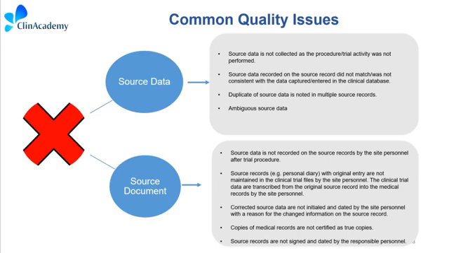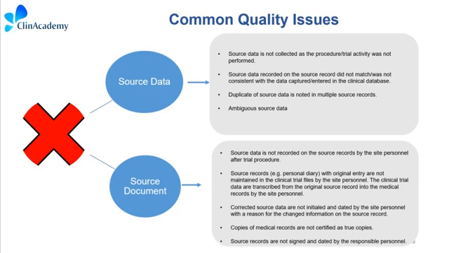What are some of the common quality issues that could be identified as a CRA related to source data and source documents? In terms of source data, as a CRA, you will often notice that the source data is not collected as the procedure or the trial activity was not performed.